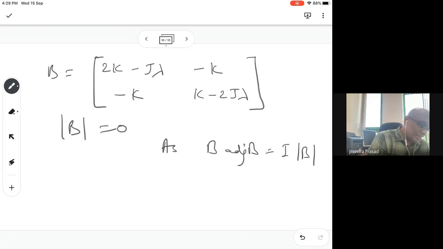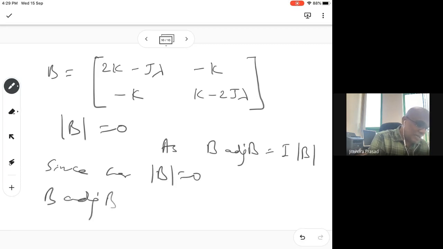Since the determinant of B is equal to 0, B adjoint B is equal to the 0 matrix. So basically you get 0, 0, 0, 0, right? Because this is 2 by 2. So this is what it tells you.